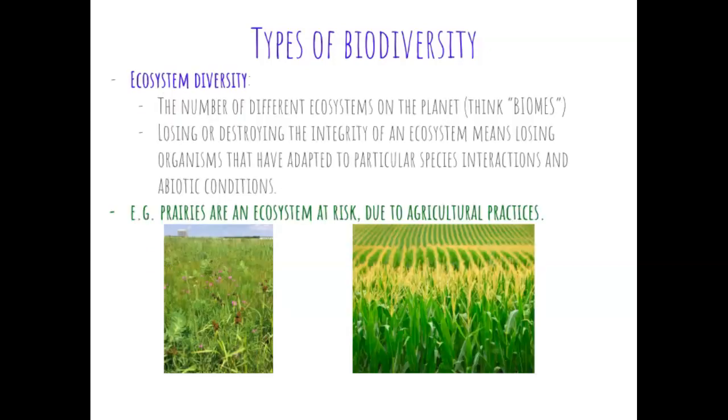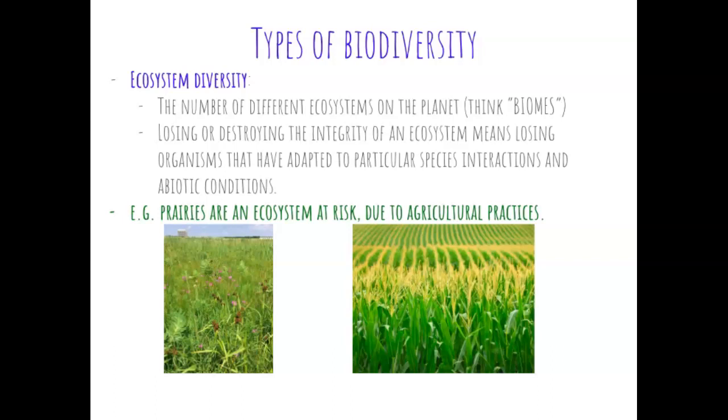Another type of biodiversity is ecosystem diversity. This is where you have the number of different ecosystems on the planet, so think biomes in this case. So we're talking then about we are losing or destroying the integrity of an ecosystem, and that means losing organisms that have adapted to particular species interactions and abiotic conditions over tens of thousands to millions of years.